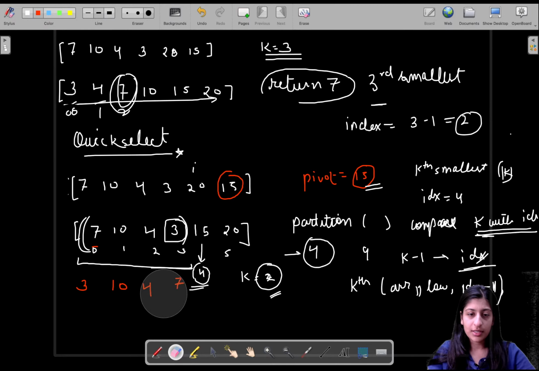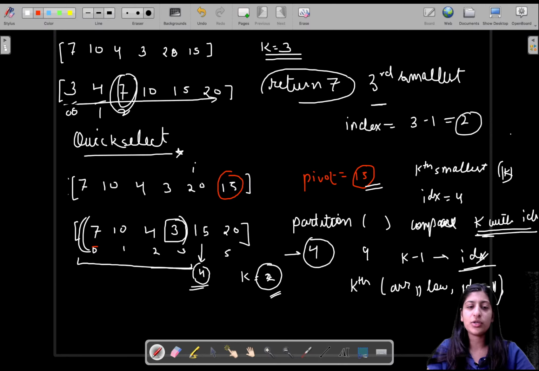By the end of the iteration, when you chose 3 as your pivot, what will partition do? Initially both your low and high index will be at this position, basically i and j will be at this index. It will check if the element is greater, j plus plus, i will still stay here. j plus plus. Now at the end of iteration, you will swap i with pivot index element, so it will become 3, then 10, 4, 7, and the rest will be 15, 20 as they were.